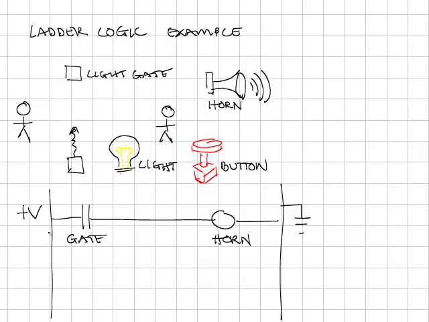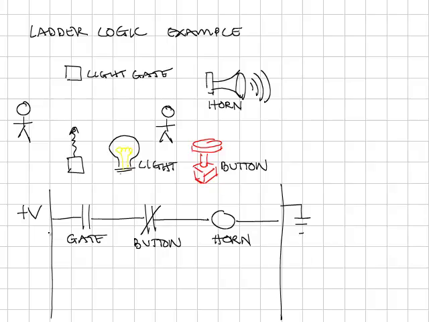Now I need to incorporate the button. So I want to have it so that if the button is pressed, then the horn will not turn on. So the conditions are if the light gate is broken and the button is pressed, the horn still will not turn on. And I can do that by inserting the button as normally closed.